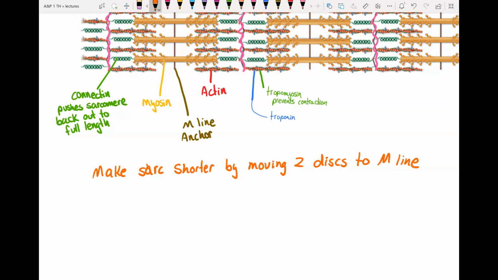Okay, so now let's think about how we're going to do that. How do we get the Z disc to go to the M line? Well, notice that the actin is connected to the Z disc. So if we have the actin move toward the M line, the actins will pull the Z disc toward the M line.